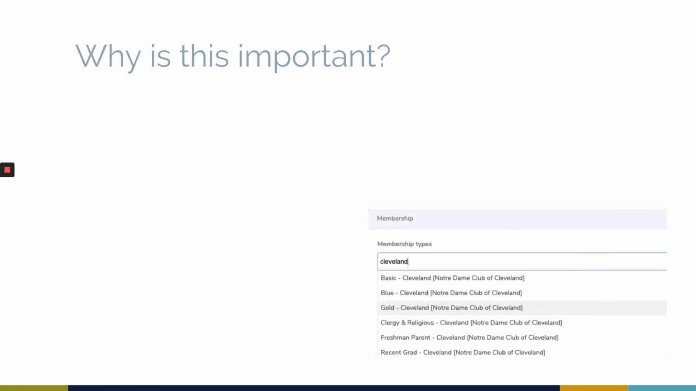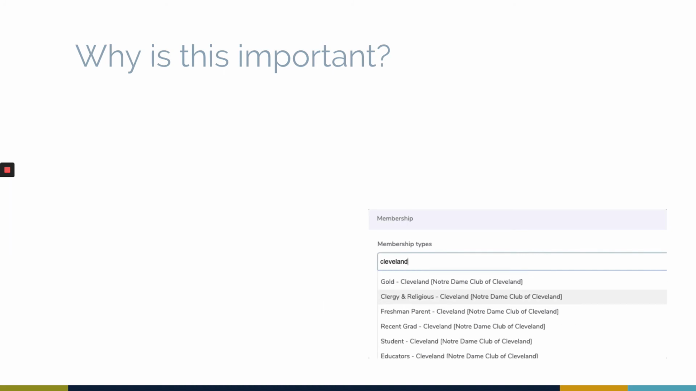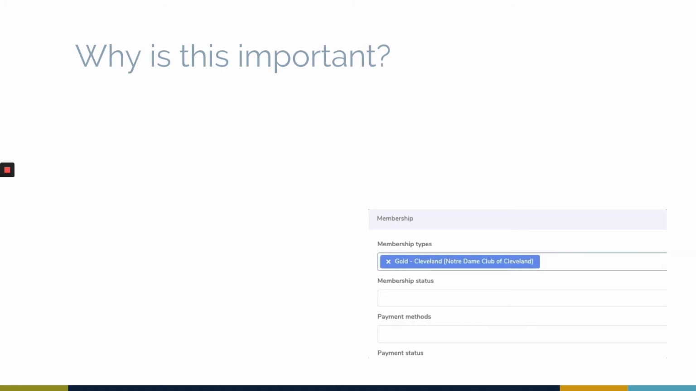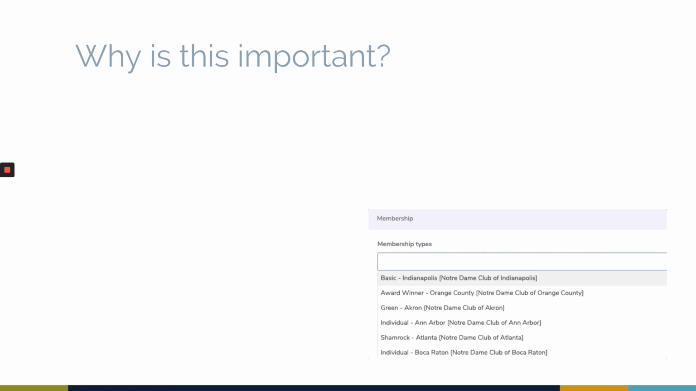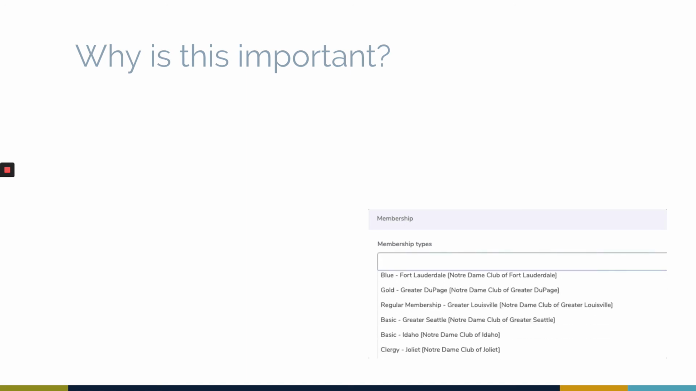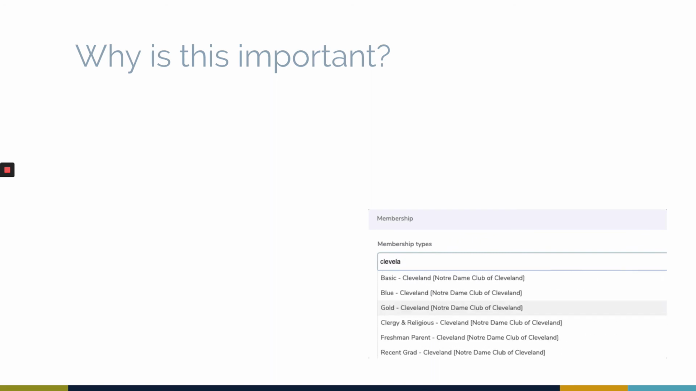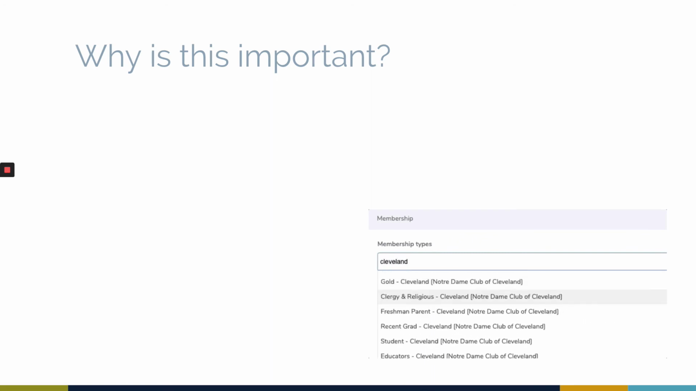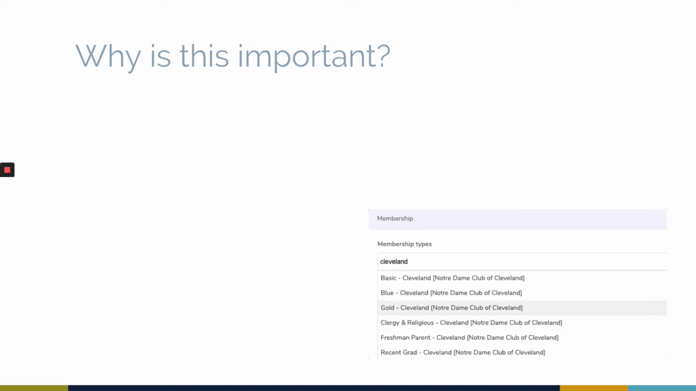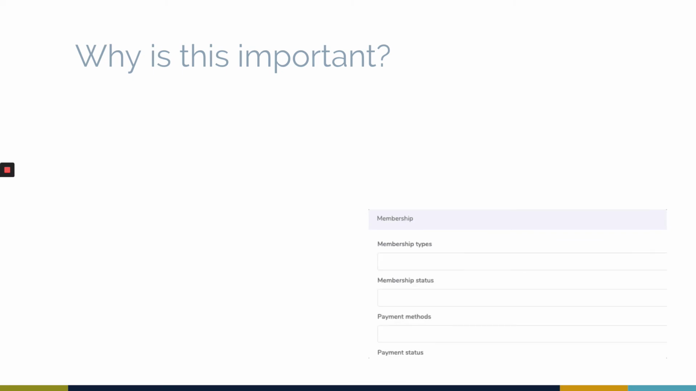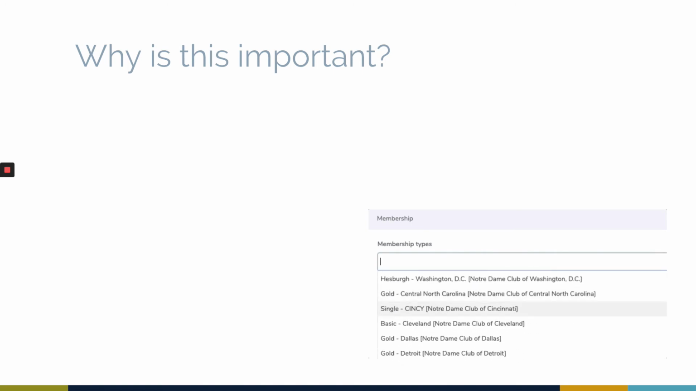Similarly, when you are using the filter in the users module and you want to filter on membership type, again, if you are scrolling through that list, trying to find your particular membership level, the best way to narrow that search is to type in your club name. And again, it's searching that membership level name. So that's why it's important to have that name included.